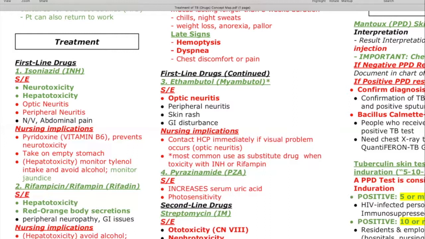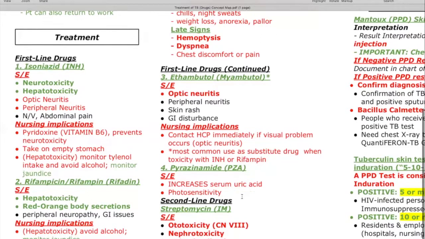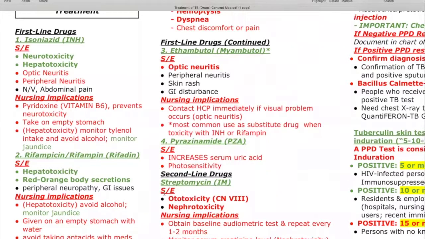So the fourth drug is pyrazinamide. With this, I think the most important part is the side effects: this drug increases the serum uric acid, and there's photosensitivity. Second-line drugs are mainly the antibiotic streptomycin. So what do we know about streptomycin? It's an aminoglycoside, right?